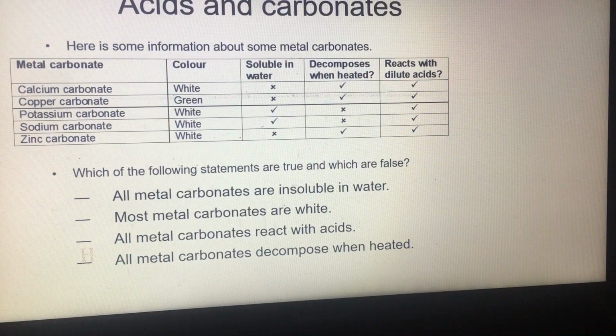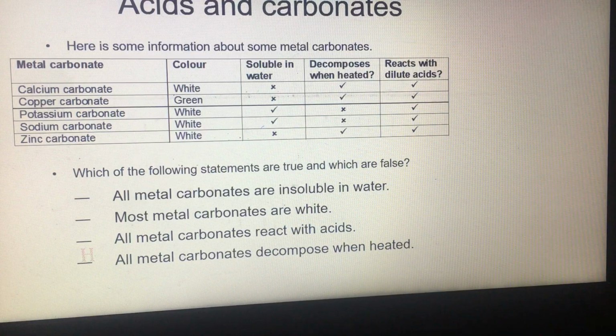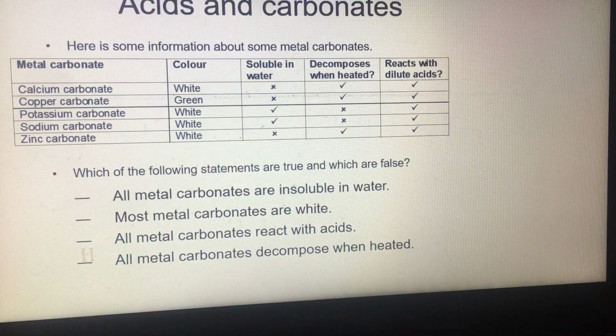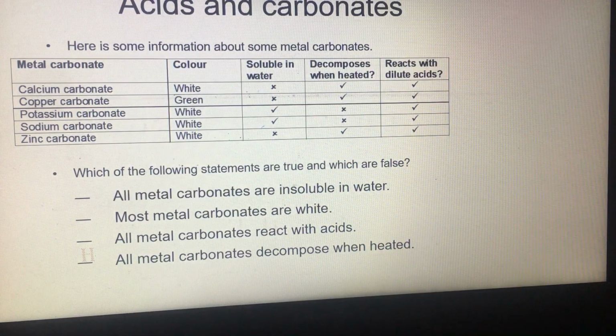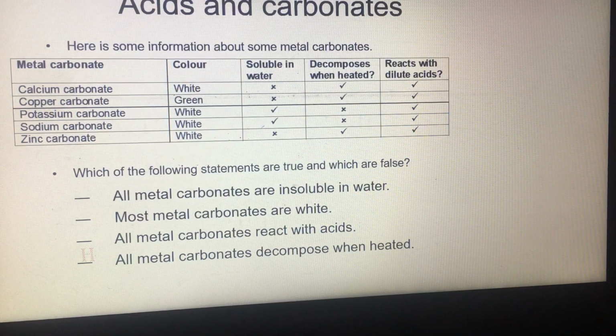All metal carbonates are insoluble in water. So if you look at the table, you will find that two carbonates are soluble in water. So this sentence is false, because potassium carbonate and sodium carbonate are soluble in water, and the statement that all metal carbonates are insoluble in water is wrong. So the answer here is false.